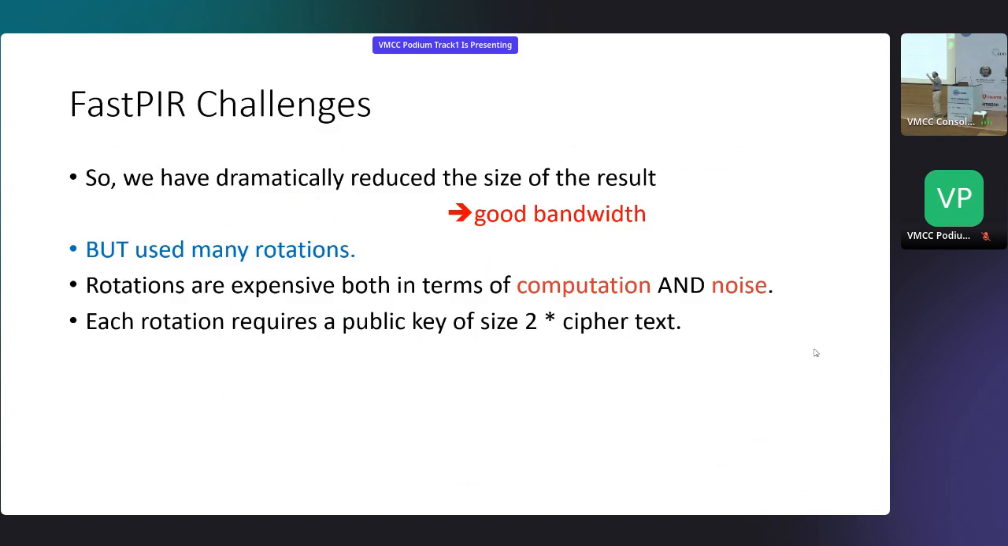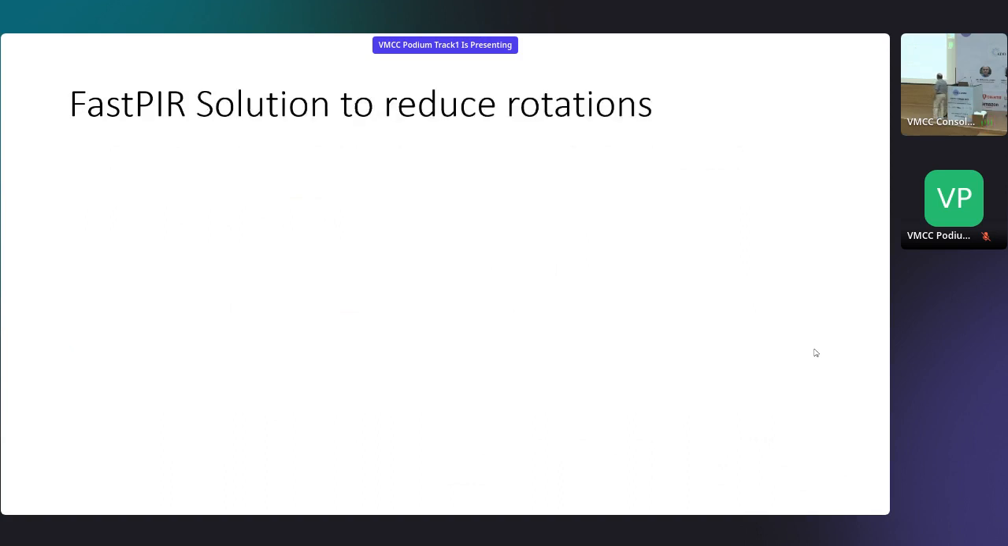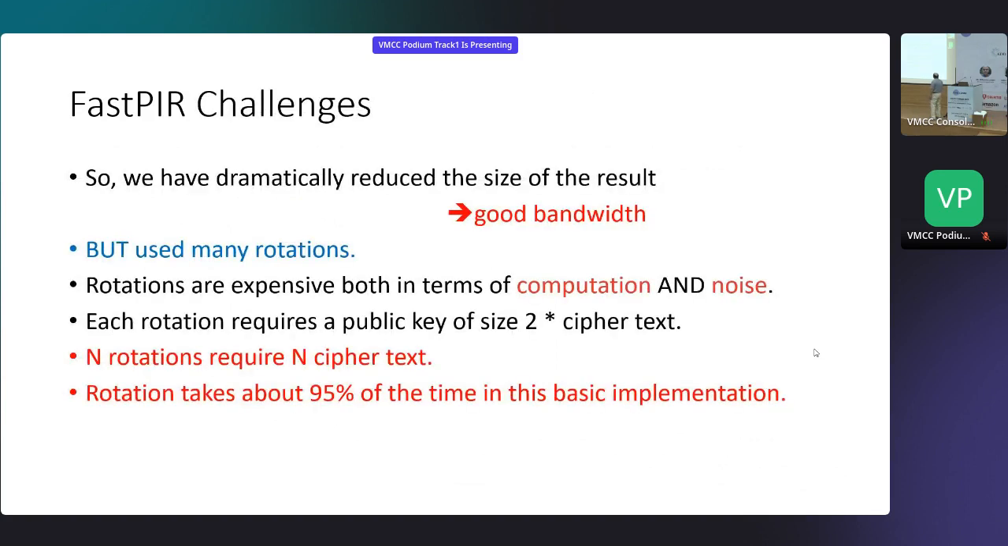Each rotation, this was some magic, but it's part of the fully homomorphic encryption, the BFV, needs a public key of size 2 times the ciphertext. That's a big size that has to be sent over. And N rotations, like what I did before, each of them will require N ciphertexts. So practically, we did some experiments, and you end up having 90%, 95% of the time basically being spent on just doing rotations, moving these things around in the right way.